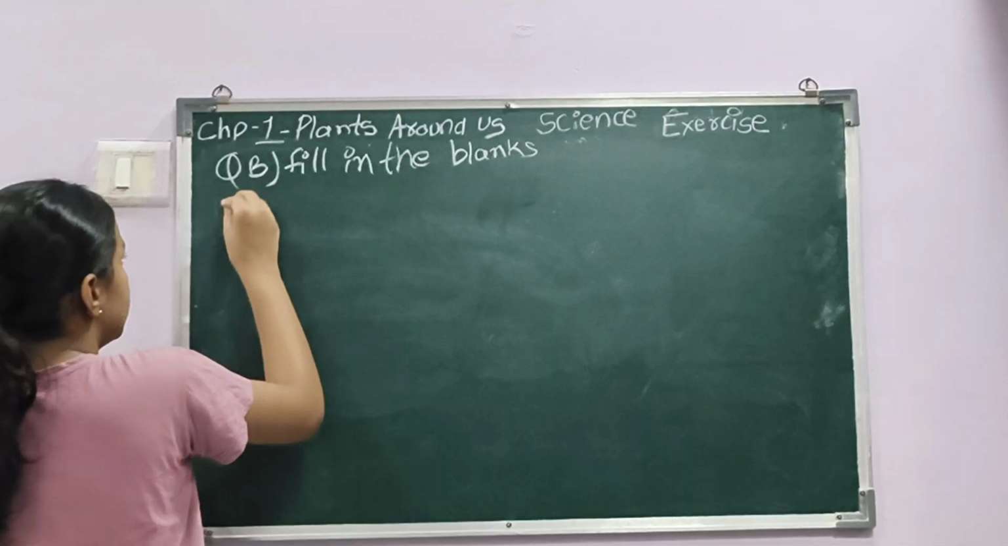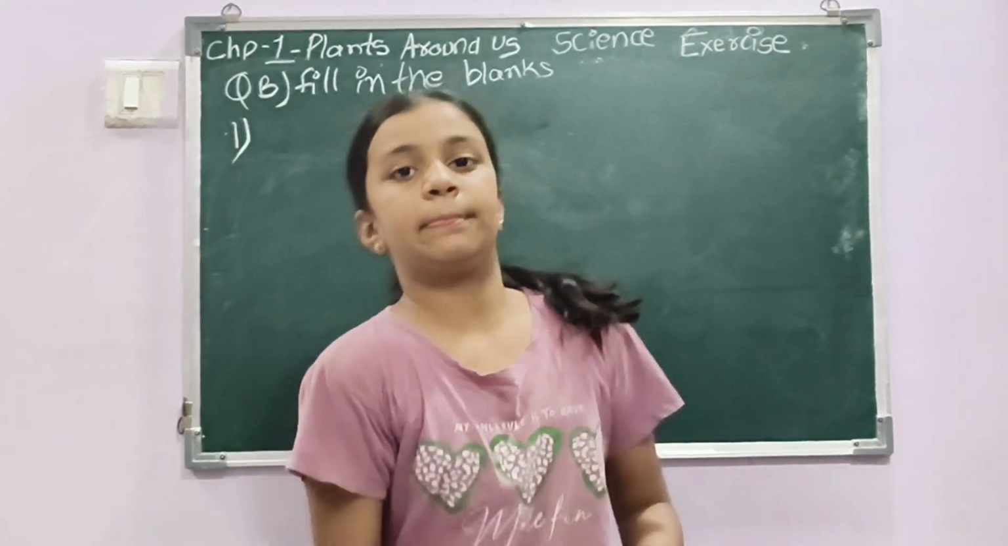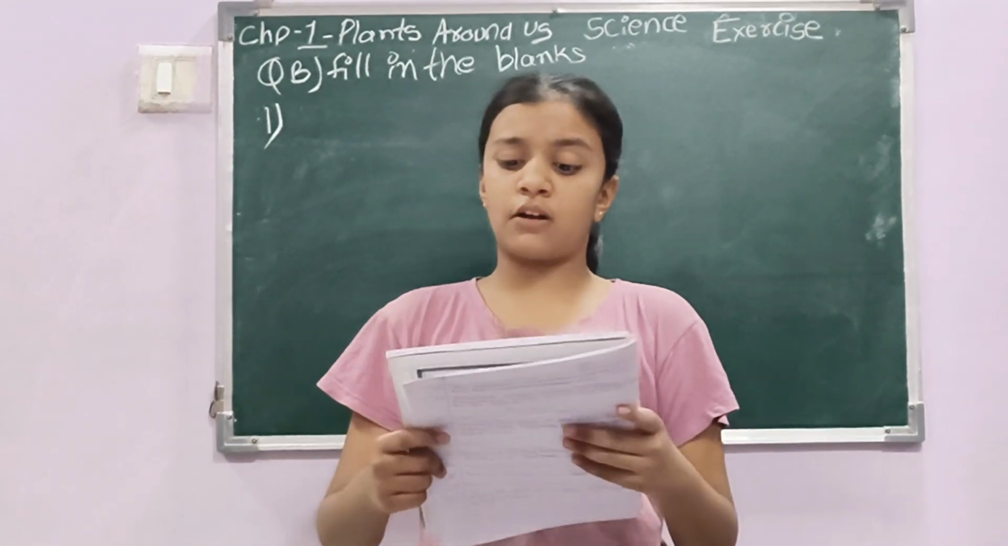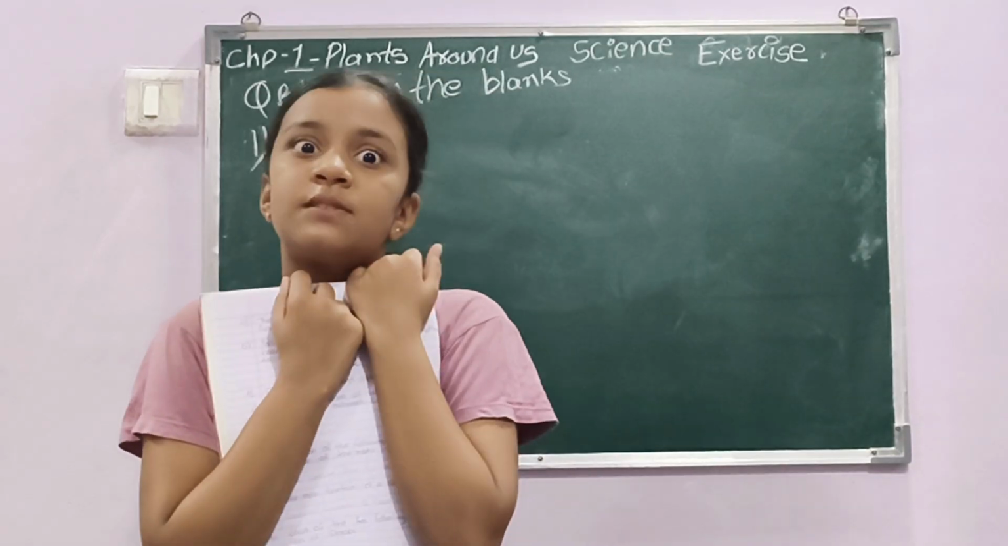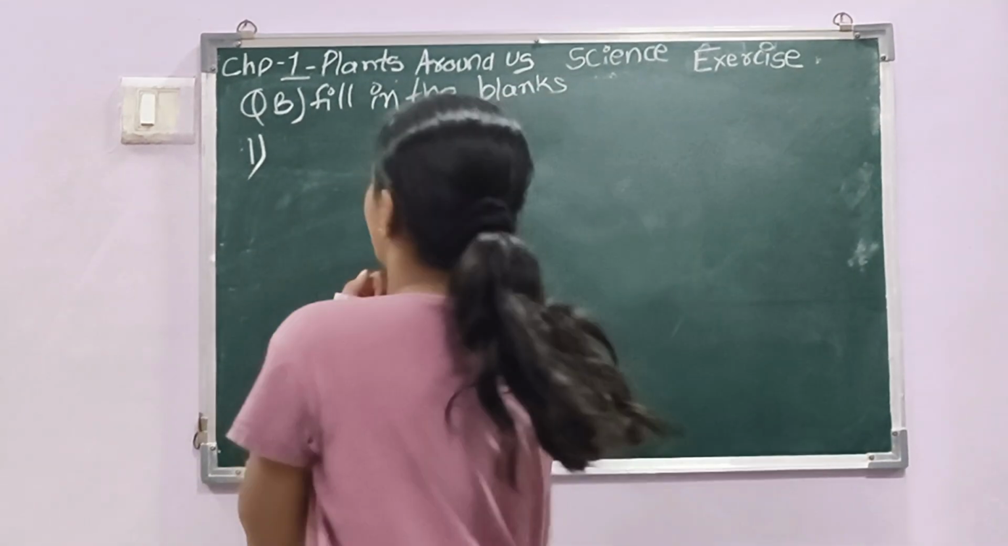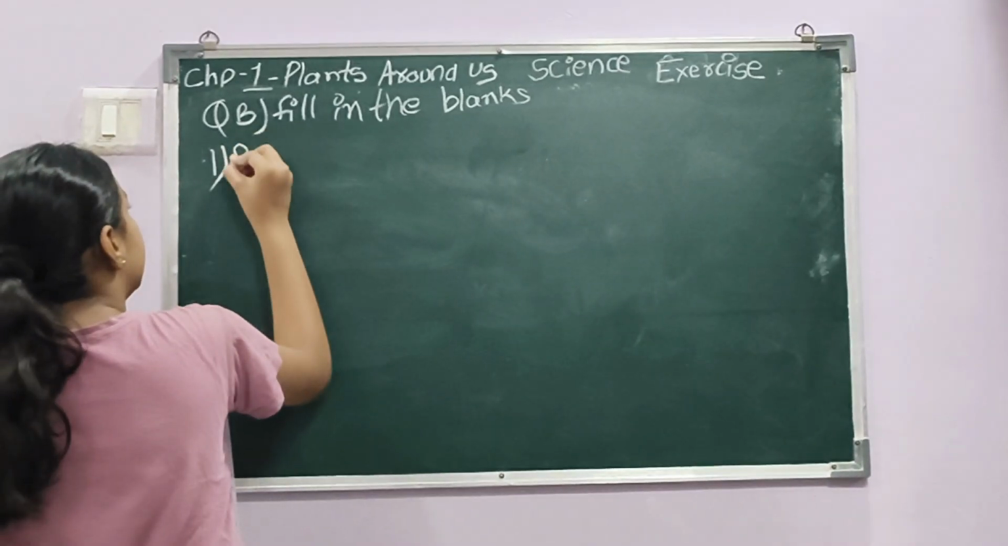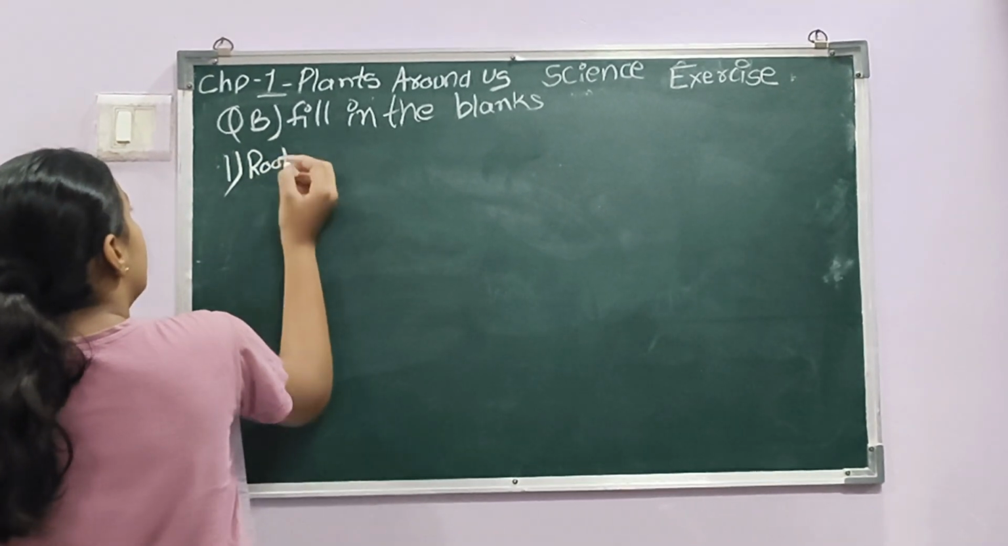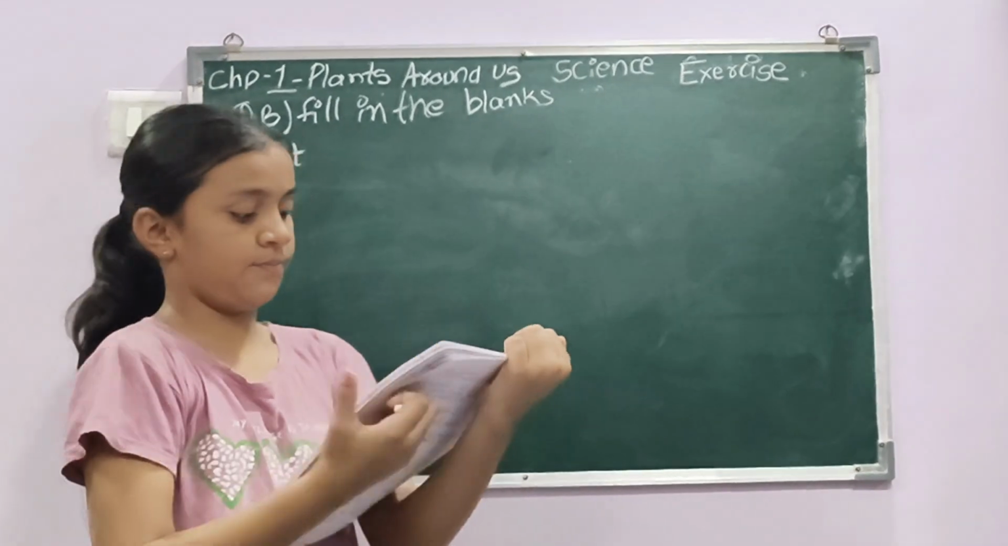Okay, now first question is what? C. The stems get water from the. Where do the stems get water? Yes, any guesses? Yes, correct. Root. From root they get.